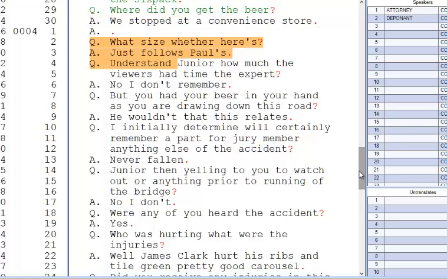Hugo, what size were the beers? Hugo, just 12-ounce bottles. Hugo, I understand.